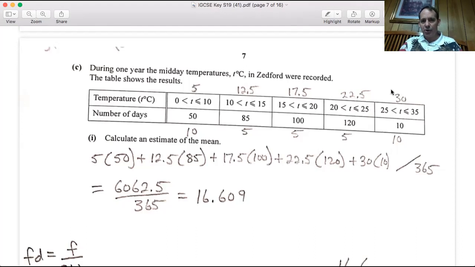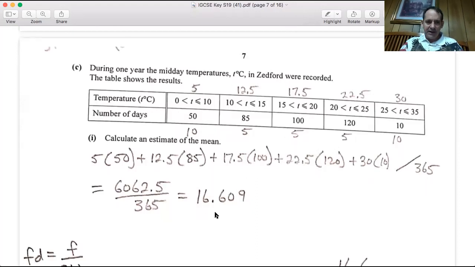So this top row up here, I've written all the mid-class values, the middle between each class boundary here, and then you go that mid-class value times the frequency, which is 50 plus 12.5 times 85 plus 17.5 times 100 plus 22.5 times 120 plus 30 times 10, all over the total frequency, which is during 1 year. So of course, if you add up all this, you should have 365 days.